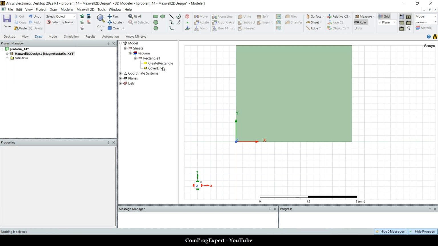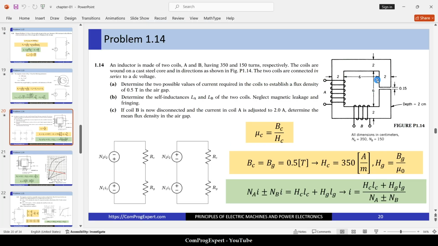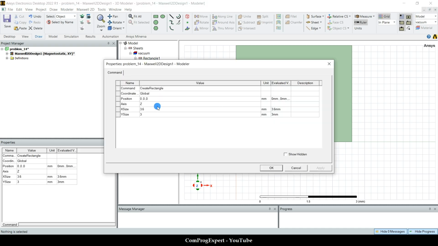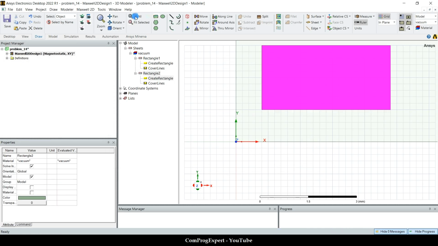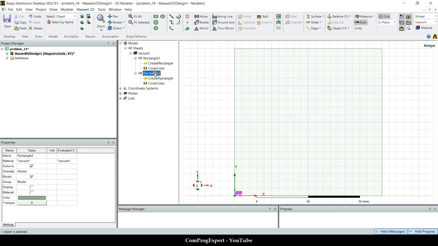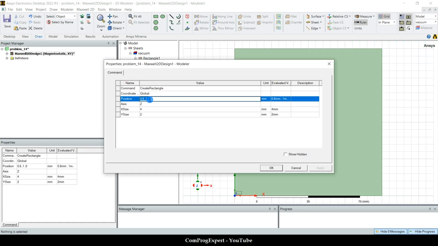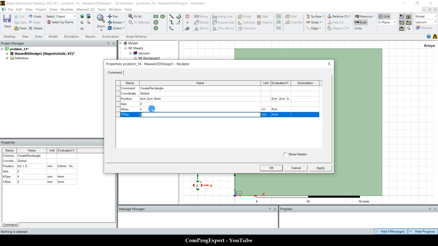And like before, we can generate the geometry of the core. The total width of the outer rectangle is 6 plus 2 plus 2, that is 10. And this is 10. This is another rectangle, rectangle 2. This is 2 and 2 centimeters, and 0. This is 4, 4.